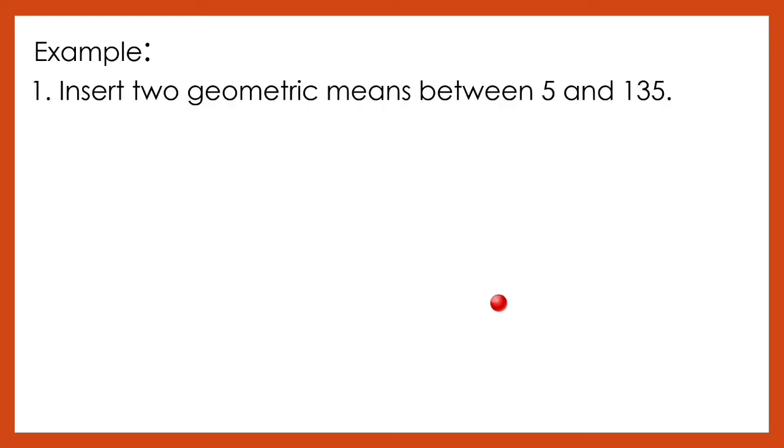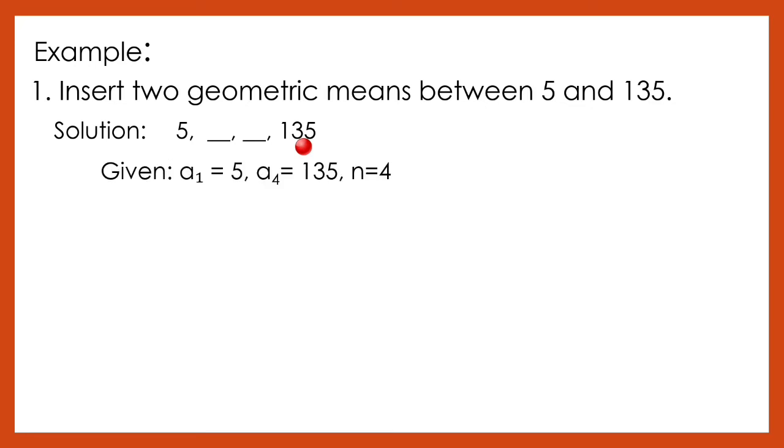Let's have another examples. Let us have example 1. Insert two geometric means between 5 and 135. For our solution, isusulat muna natin. So, meron tayong 2 geometric means. So, we have 5 and then 2 geometric means and then 135. Let's write the given. Ang a sub 1 natin is 5. Ang fourth term natin or a sub 4 is 135 and then meron tayong 4 na terms. 1, 2, 3, 4. Ang gagamitin pa rin nating formula is a sub n equals a sub 1 times r raised to n minus 1.